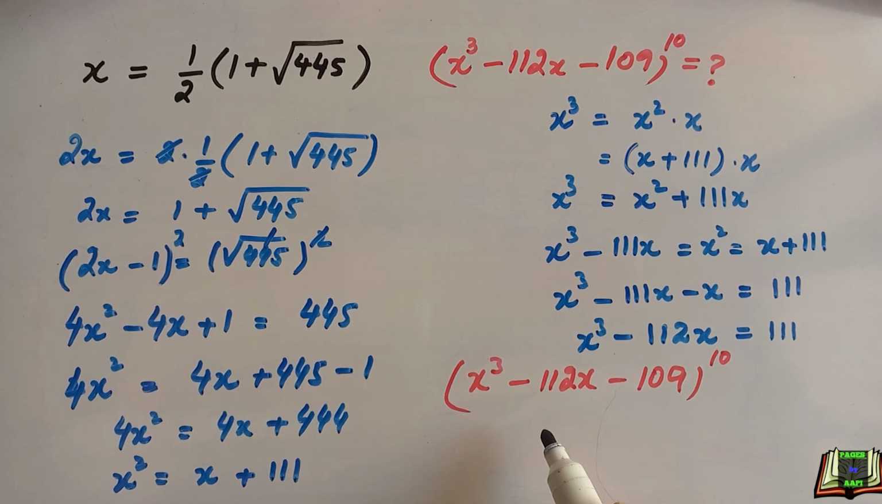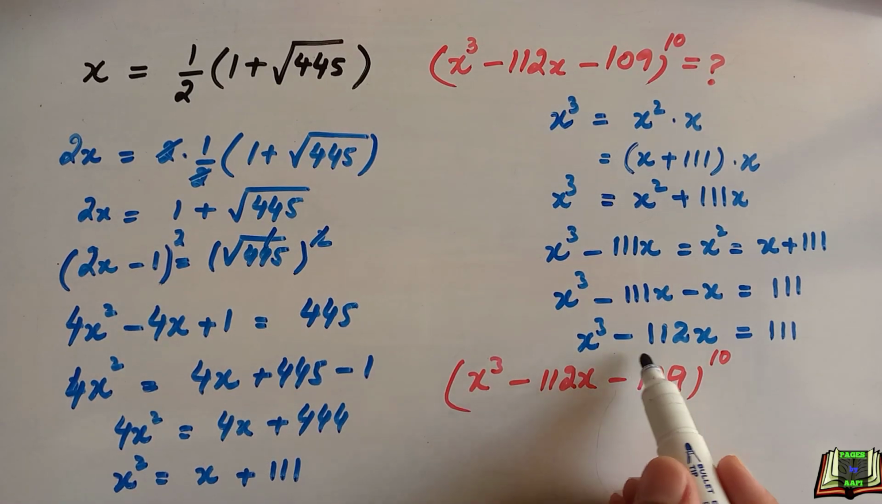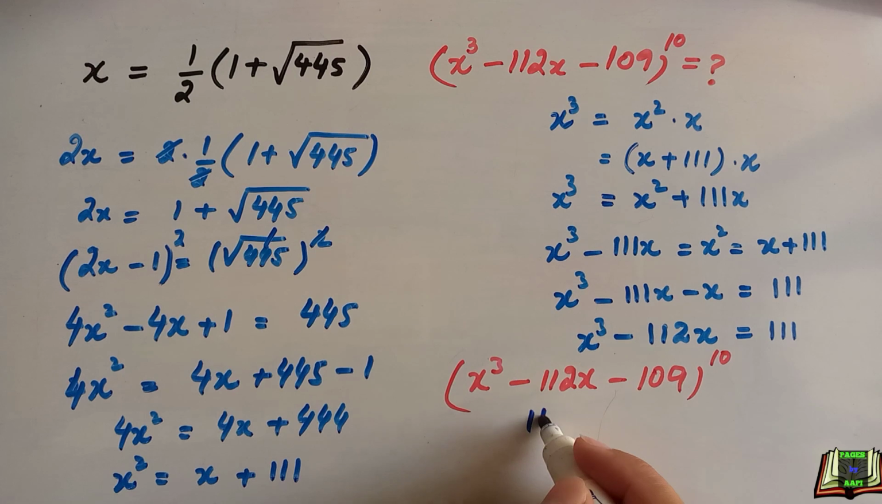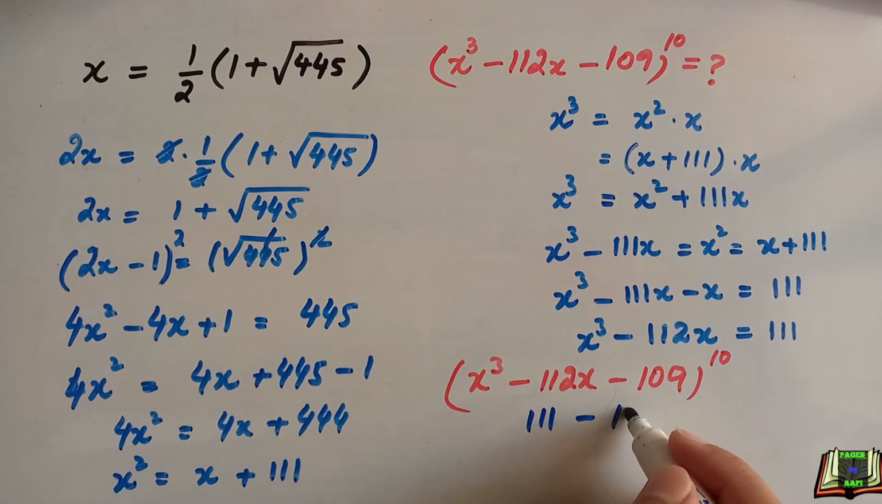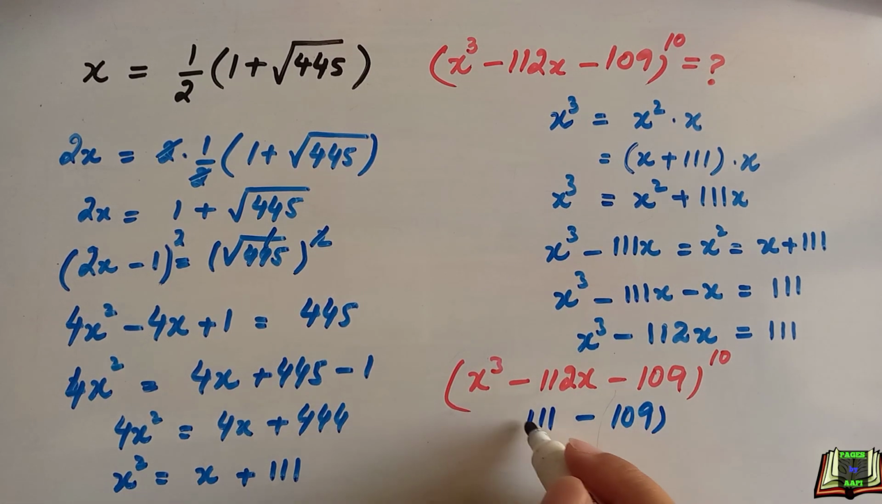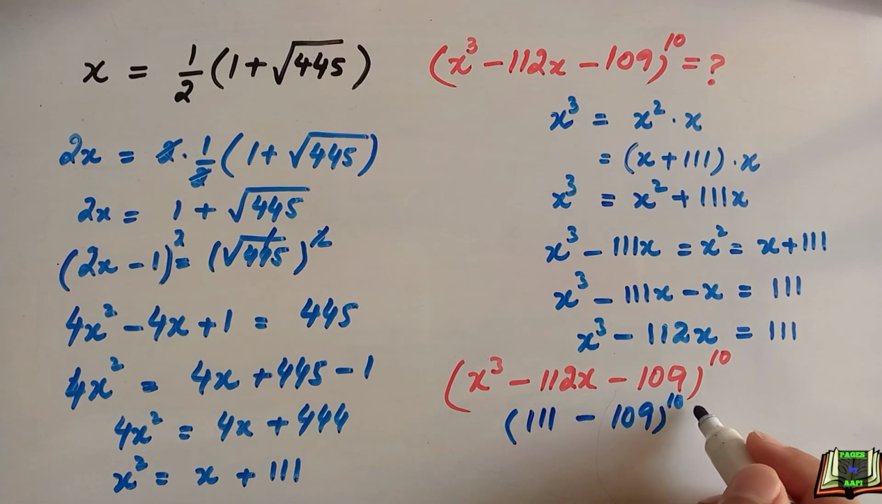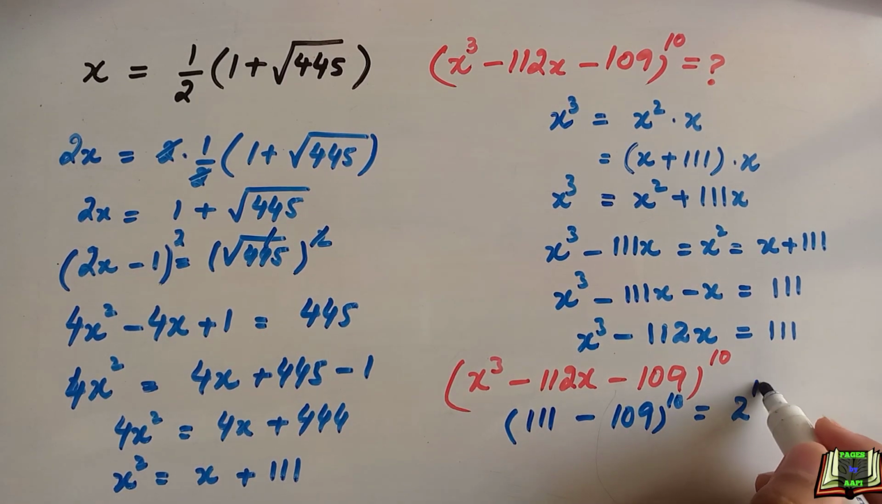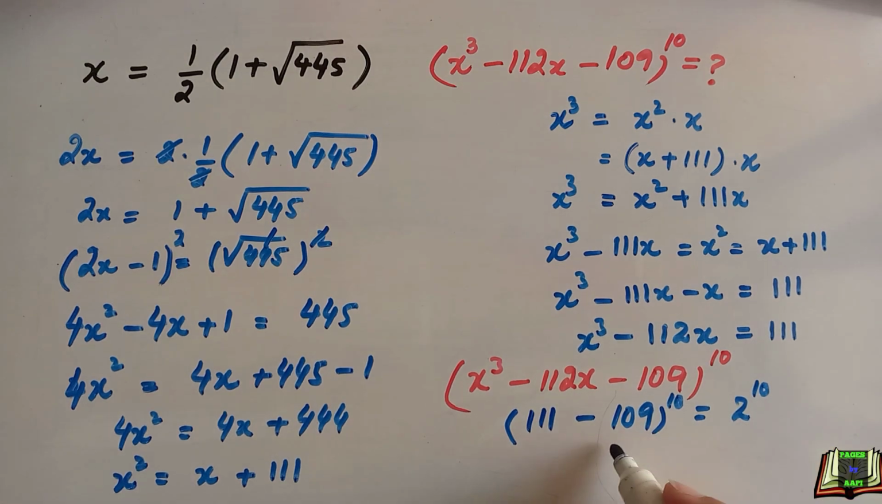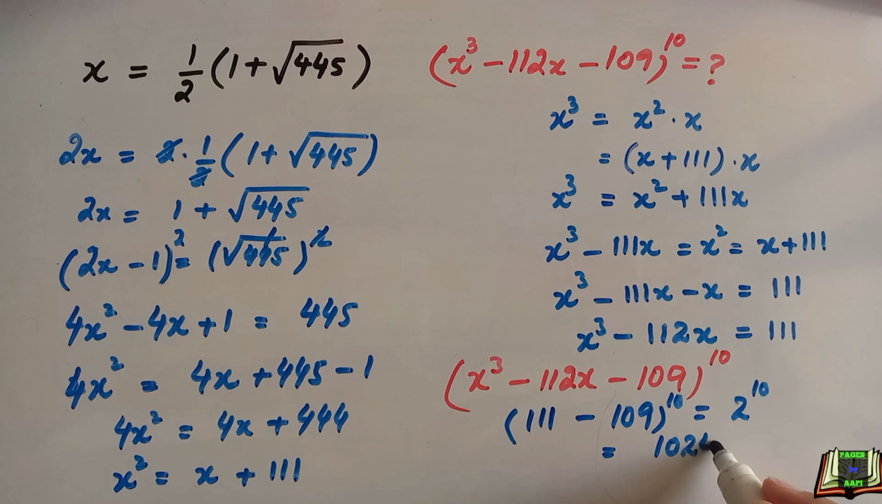Now we will put this value in the required equation. So putting the value of x cube minus 112x, which is equal to 111, minus 109 whole power 10. 111 minus 109, we know that it is equal to 2 to the power 10, and 2 to the power 10 is equal to 1024. So the value of (x cube minus 112x minus 109) whole power 10 is equal to 1024.